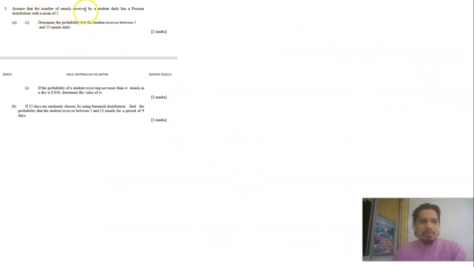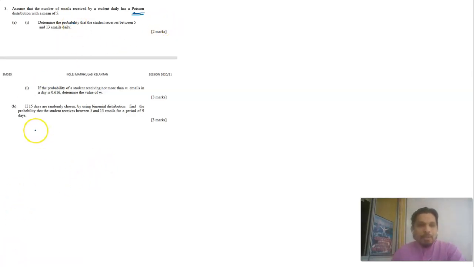Assume that the number of emails received by a student daily has a Poisson distribution with a mean of 5. Determine the probability that a student receives between 5 and 13 emails daily. Question 3A. So the probability that a student receives between 5 and 13, probability of X between 5 up to 13 emails daily.